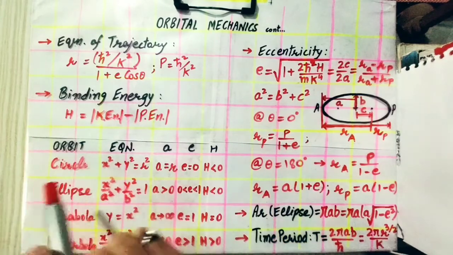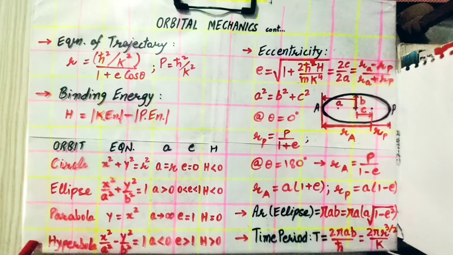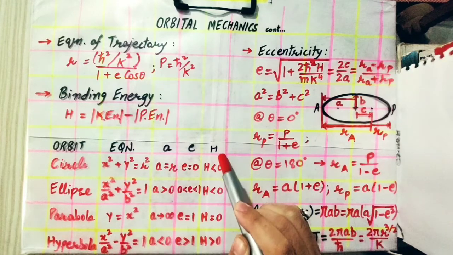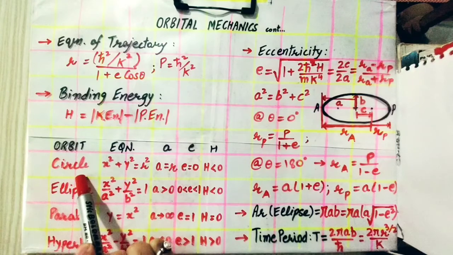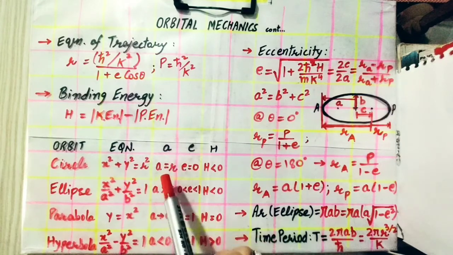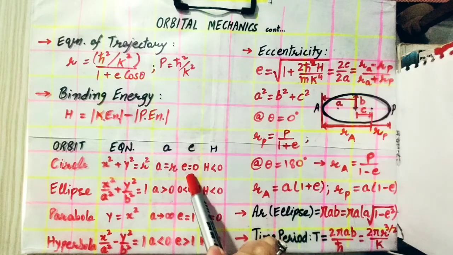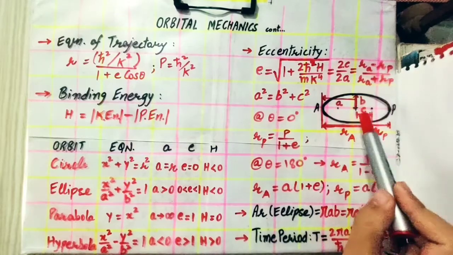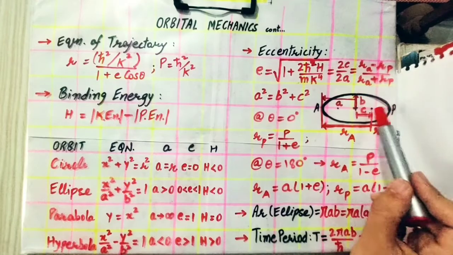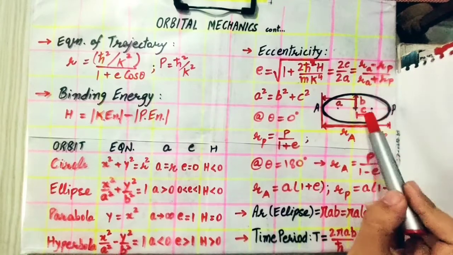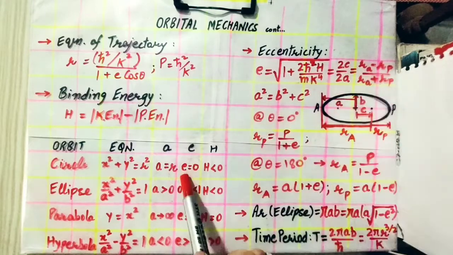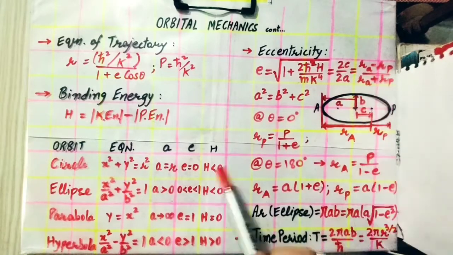Now we will see from this table the orbits with their equations: semi-major axis, eccentricity and binding energy. The orbit here is a circle with its corresponding equation x square plus y square equals r square. Semi-major axis equal to r. Eccentricity is 0 because the center C of the orbit coincides with one of the foci of the circle, which is why C and F coincide with each other, which means c is 0, and e equals c upon a means eccentricity will be 0. Therefore eccentricity is 0, and since the orbit is bounded, H is less than 0.